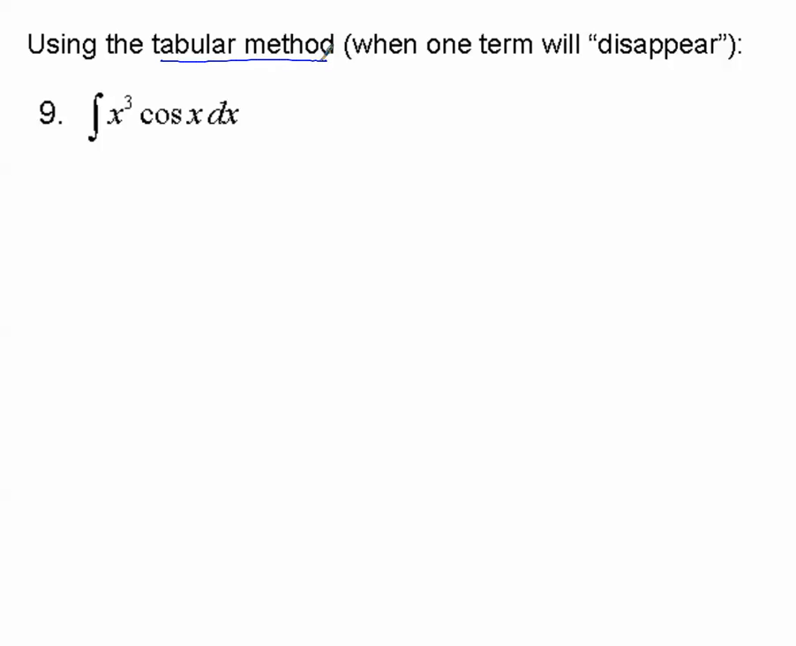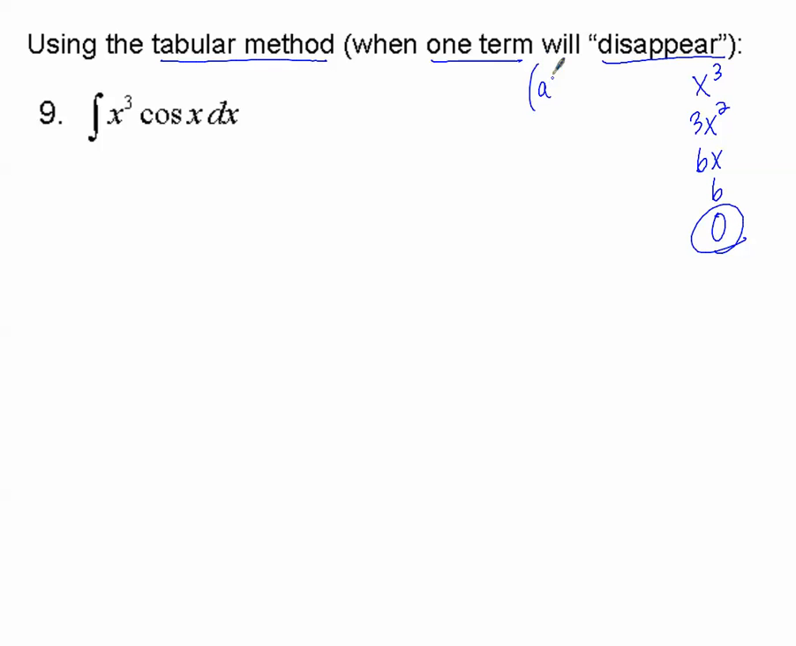Now, this is a quick way to use integration by parts when you know that one term will disappear. Usually that's when you have an algebraic function, meaning, let's say I start with something like x cubed and I take its derivative, I get 3x squared. If I keep taking its derivative, 6x, 6, eventually it disappears. It goes to 0. That's what I'm talking about.